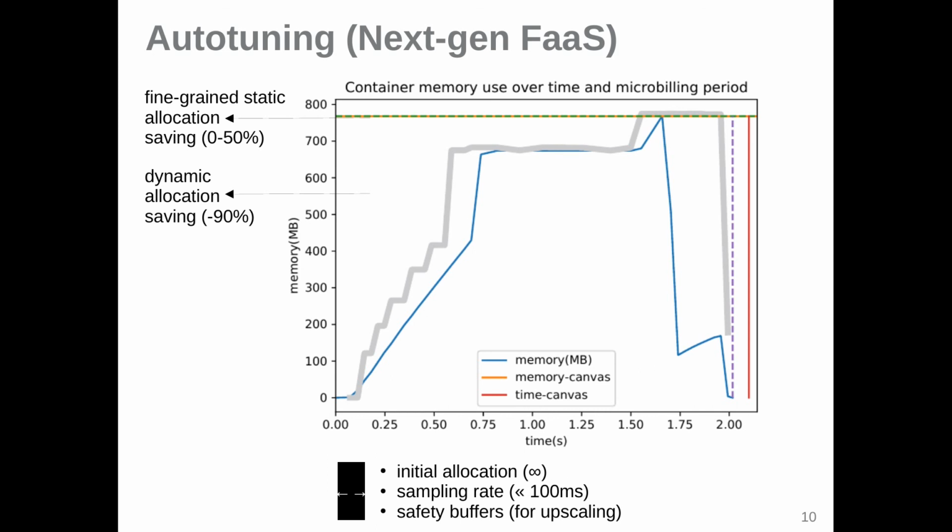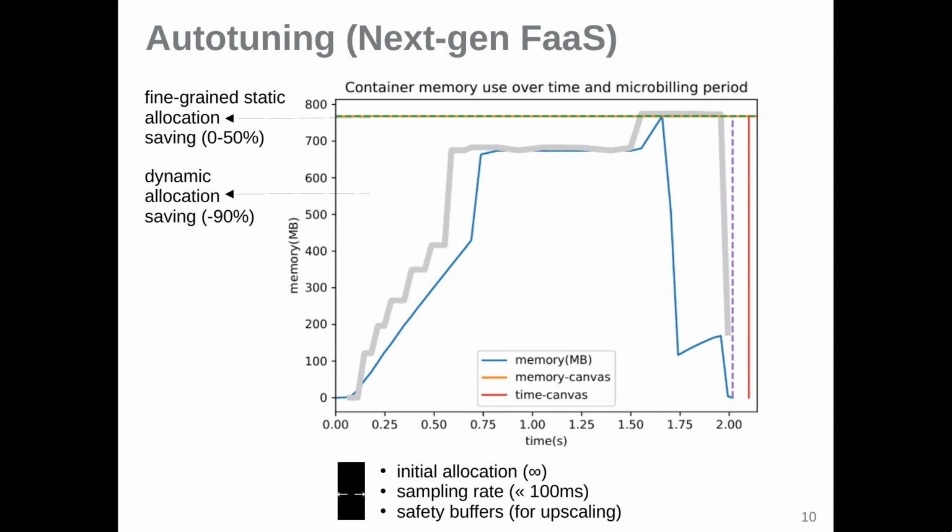We see that with fine-grained static allocation, we typically save between 0 and 50%. The case you see here is that the saving is 0 because we require precisely 768 megabytes of memory, which is something we could as well configure in most of the FaaS providers. However, dynamic allocation, which is then the gray curve shown here, allows us to save a lot more, up to 90% of the memory needs.